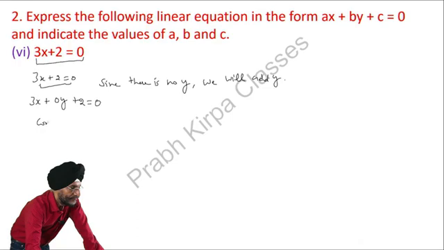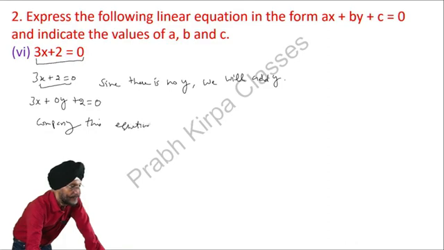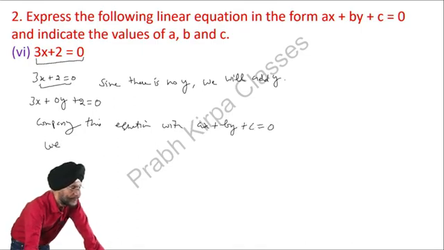Now, comparing this equation with ax plus by plus c is equal to 0, we get a: x is given here, x is given here. What is the value of a? It is 3.